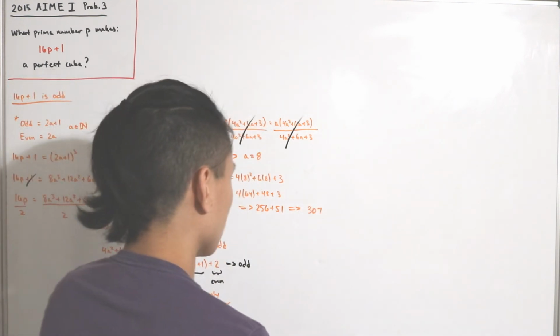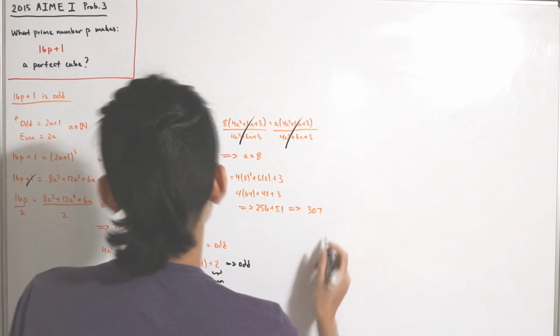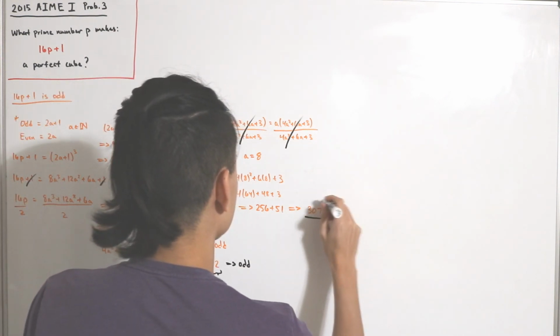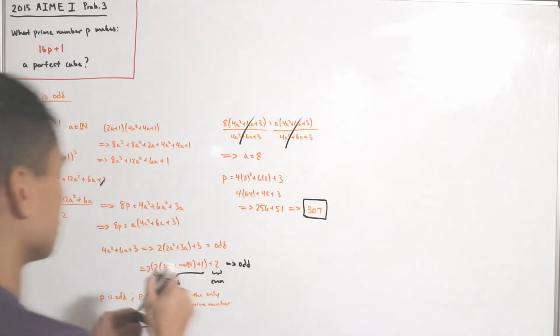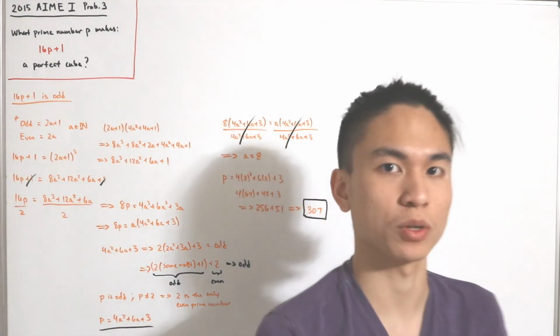So to conclude, what prime number p makes 16p plus 1 a perfect cube? p has to equal 307. That is really cool with this kind of number theory problem here.